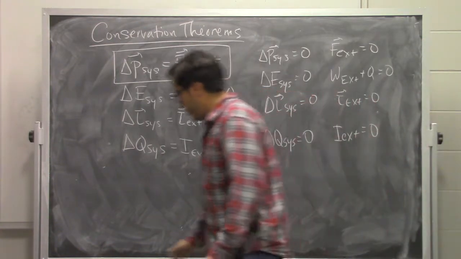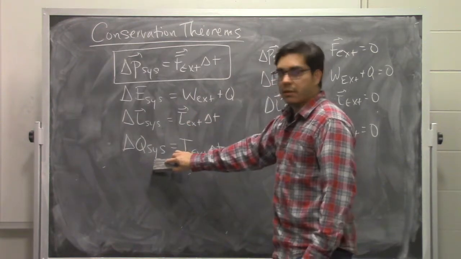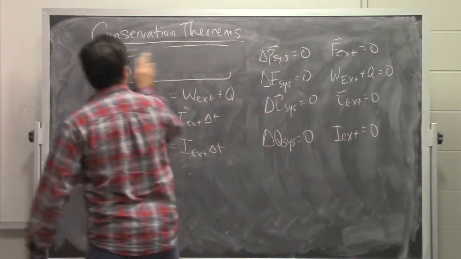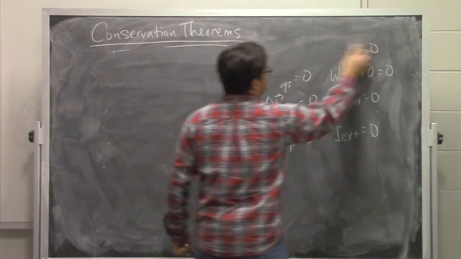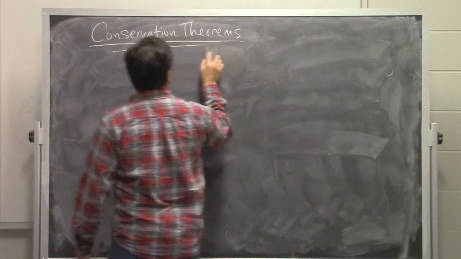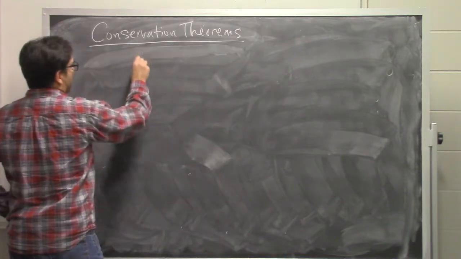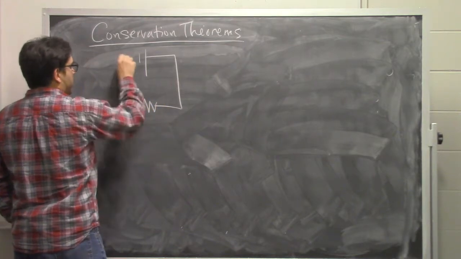The ones that you're probably most familiar with, though, are energy conservation and charge conservation, because both of those actually show up when we talk about circuits. Those are easier to see than the other two because they're very easily exemplified in a circuit diagram. So let's take a circuit that just has a resistor like this.